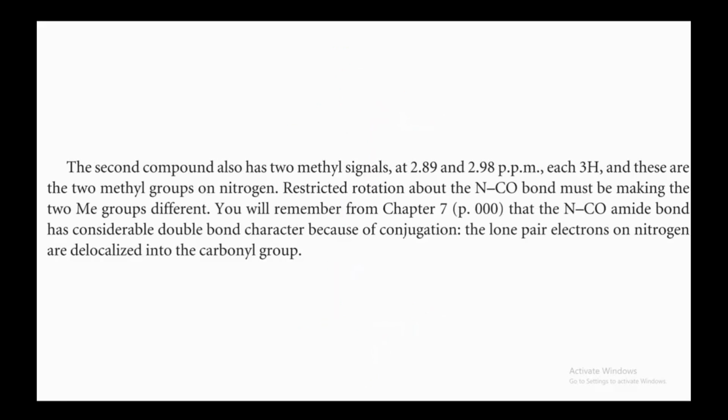The second compound also has two methyl signals at 2.89 and 2.98 ppm, each 3 hydrogens, and these are the two methyl groups on nitrogen. Restricted rotation about the NCO bond must be making the two methyl groups different. You will remember from chapter 7 that the NCO amide bond has considerable double bond character because of conjugation. The lone pair electrons on nitrogen are delocalized into the carbonyl group.